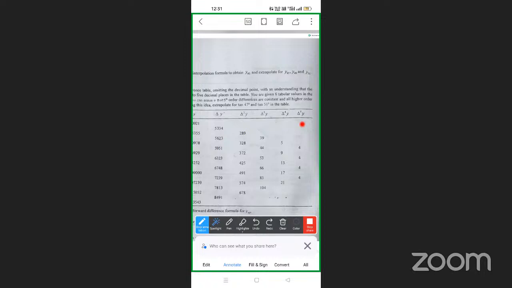The forward difference table and backward difference table are the same, but the formula is different. In forward or backward, table construction is the same, but the formula is different. In the backward difference formula, we take yn values like yn, delta yn, delta square yn, delta cube yn, delta power 4 yn, delta power 5 yn. In forward, y naught, delta y naught, delta square y naught, delta cube y naught, up to delta power 5 y naught.